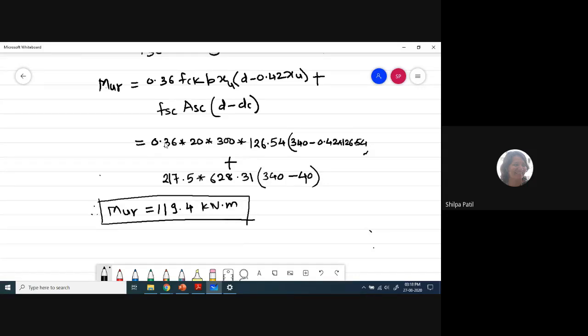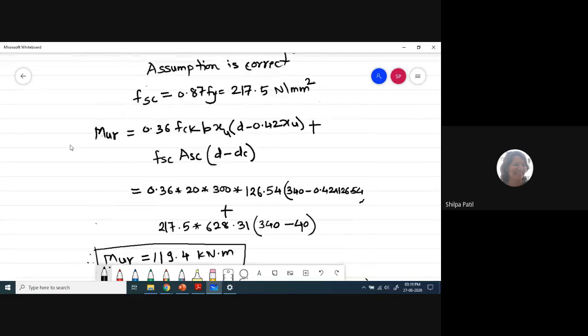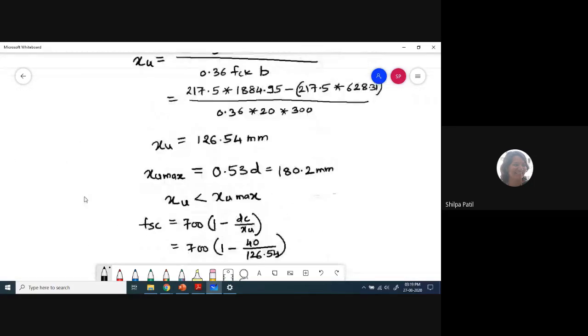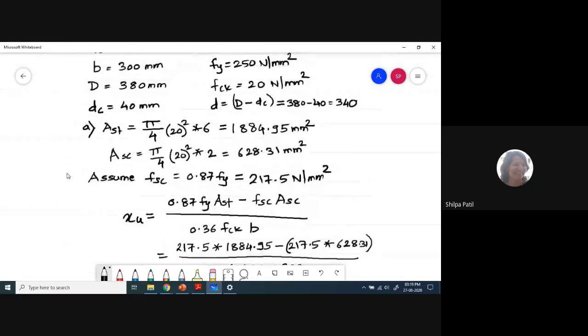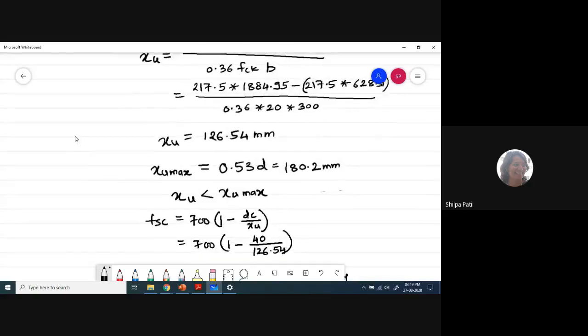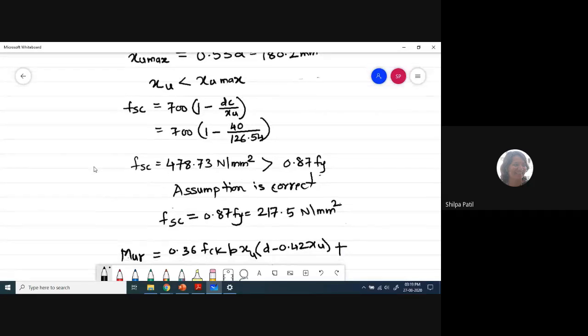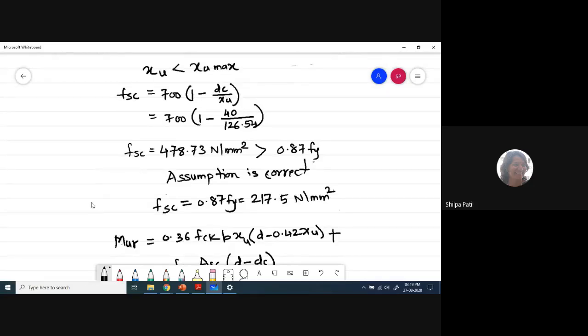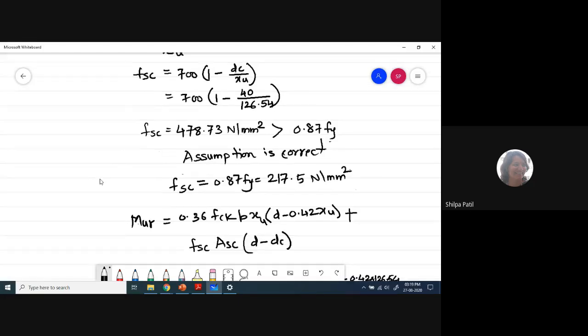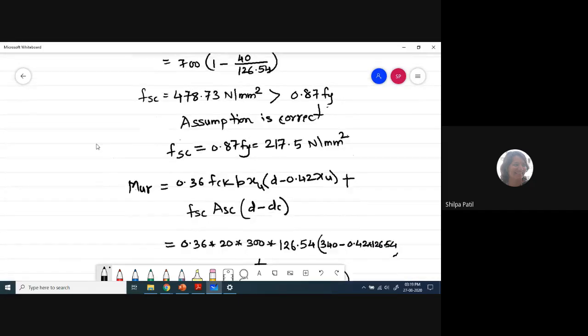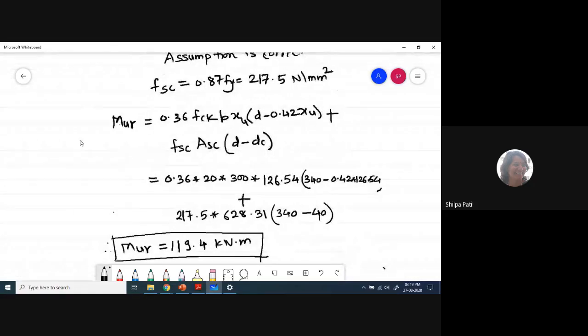Have you got it? We have solved only the first part of the problem, the A part. We calculated XU first by making the assumption. Then we compared the XU with XU max. Then we calculated FSC by using the expression. We checked it by comparing its value with 0.87 FY, and found that our assumption is correct, and hence we calculated MUR by making use of the equation.